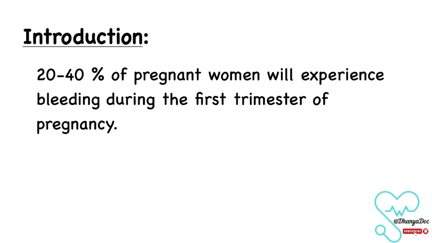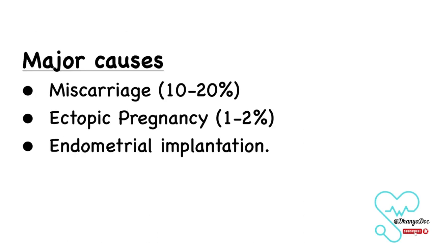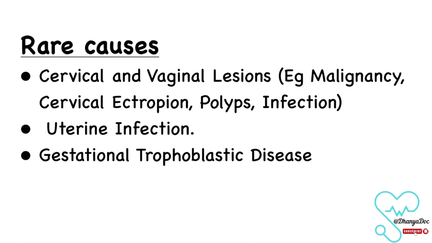So what are the causes of early pregnancy bleeding? The major causes in Australia: miscarriage about 10 to 20%, ectopic pregnancy 1 to 2%. If the patient came in their very early stage of pregnancy, it may be due to endometrial implantation itself. The rare causes are cervical and vaginal lesions like malignancy, cervical ectropion, polyps, infection, uterine infections, and gestational trophoblastic diseases. So when a patient comes with early pregnancy bleeding, and if her beta hCG value is abnormally high and the USG shows a snowstorm-like appearance, then you should think of gestational trophoblastic disease.